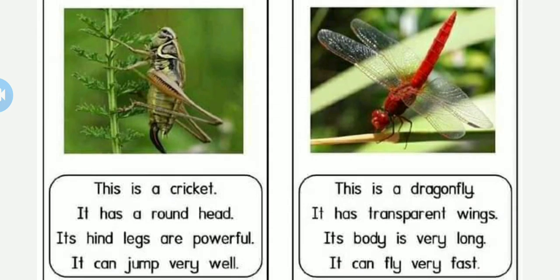These two are insects. Insects are also a kind of animal. This is a cricket. It has a round head. Its hind legs are powerful. It can jump very well. Look at another picture. This is a dragonfly. It has transparent wings. Its body is very long. It can fly very fast. You all must have seen dragonflies flying in the air. This one is really beautiful with the red color.